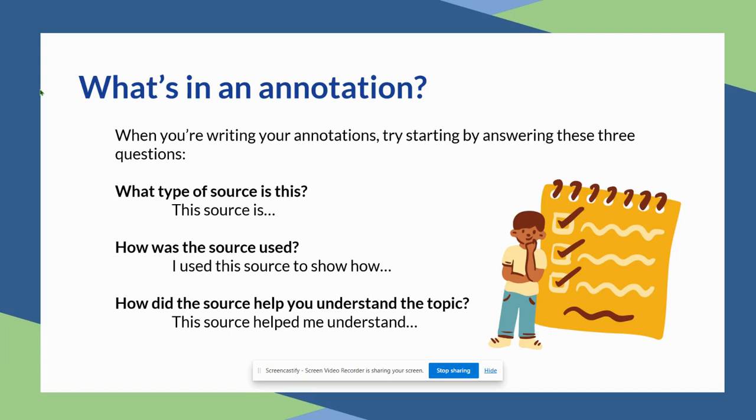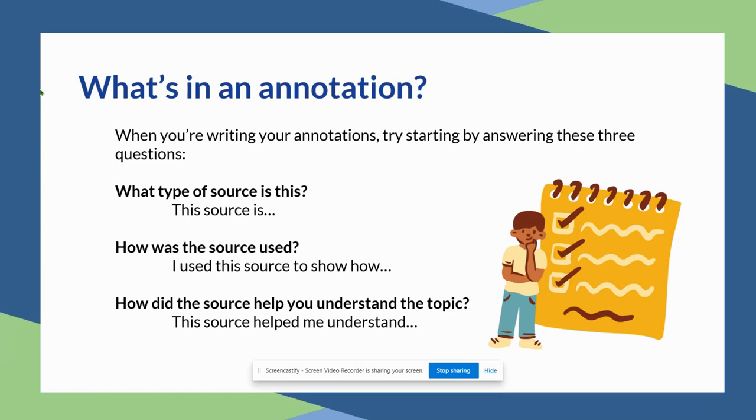So the three questions I like to start with when I'm making an annotation are shown on this slide. I like to think about what type of source is this? How was the source used? And how did the source help you understand the topic? And if I answer those three questions on my annotation, I've got it. I'm set, and I've given enough context for someone to use my annotated bibliography to help them better understand the History Day project I've worked on. Okay, so lock those three questions in and let's think about them moving forward.